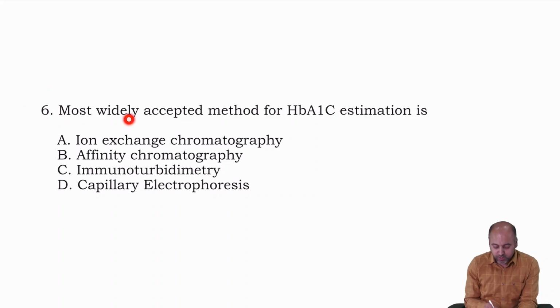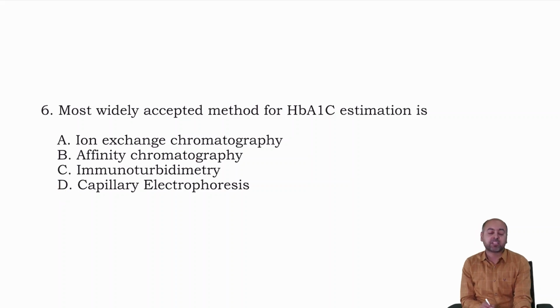Again, you can see the most widely accepted methods for HbA1c estimation are ion exchange chromatography, affinity chromatography, immunoturbidimetry, capillary electrophoresis. Focus on the technique, on the basic concept. Okay, focus on the test. That is one important feature of the INICET exam. So here you have to know the answer, that the HPLC based on ion exchange chromatography is the preferred, or you can say the gold standard for the estimation of HbA1c. The other methods can be used, but they are not the gold standard.